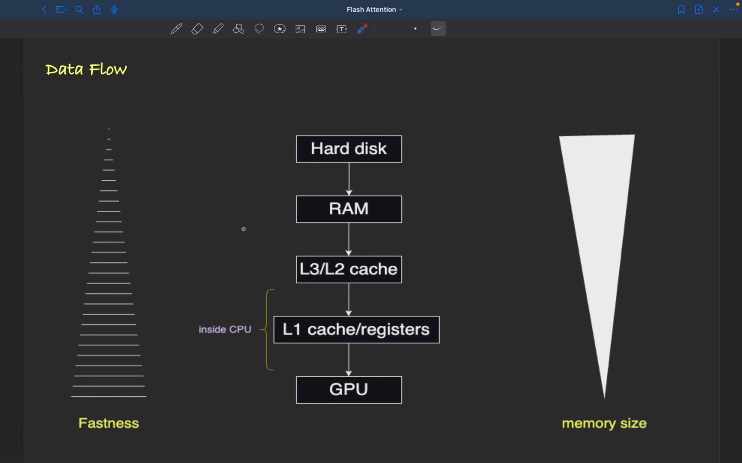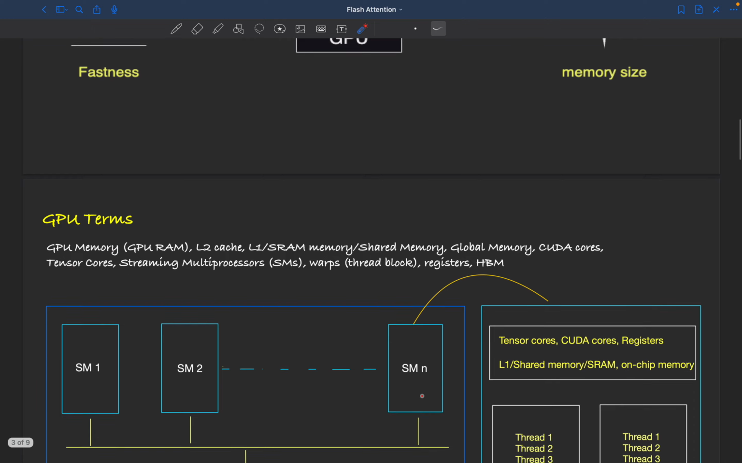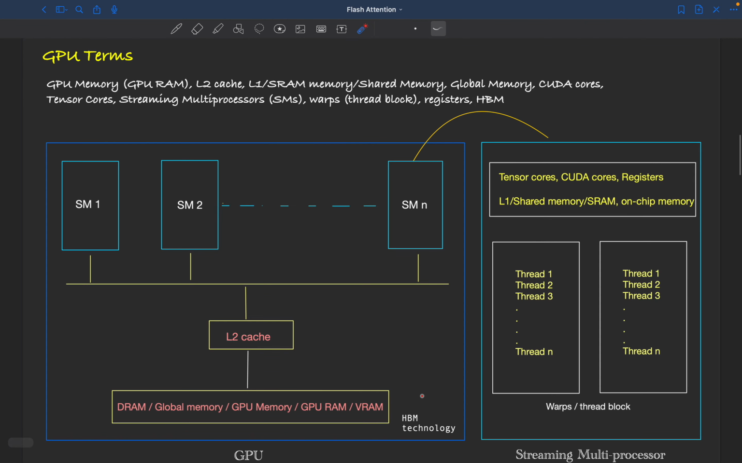Let's have a look at how data flows in the GPU. When it comes to the GPU, we'll understand certain terminologies, because though the terminologies we used in CPU remain the same for GPU, there are some extra terminologies as well, something like HBM and other related stuff. Let's see how data goes through the GPU.